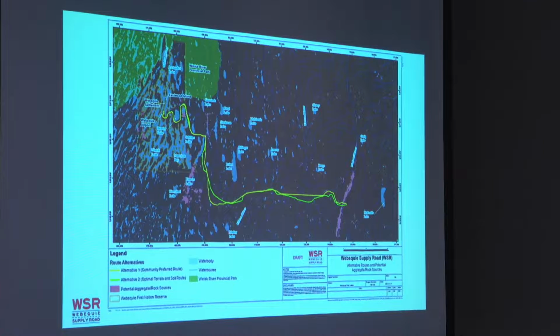So you can see the two alternative routes on the screen. Community preferred route is in yellow, and the green one doesn't really change much from that. It's more just trying to perfect it a bit in terms of making it easier to build, based more on soil and terrain type.